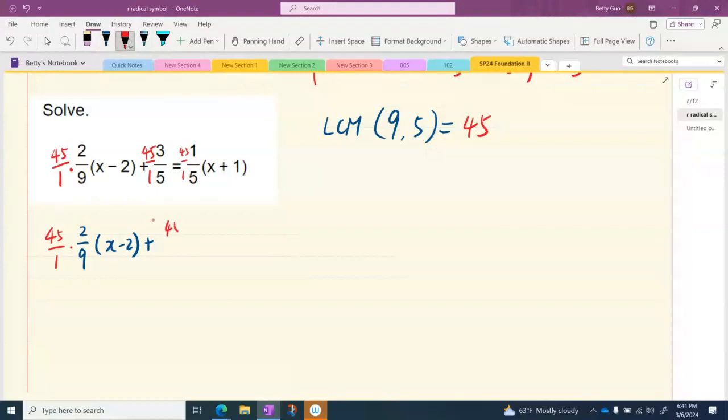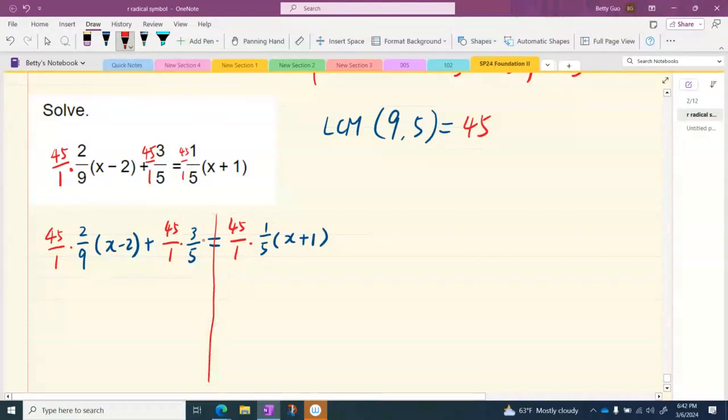45 over 1 times 3 over 5 equals, on the right side, 45 over 1 times 1 over 5 times parentheses x plus 1. Okay, the blue part is the original equation. The red part is new. Look at the red part. The red part is new, 45 over 1.